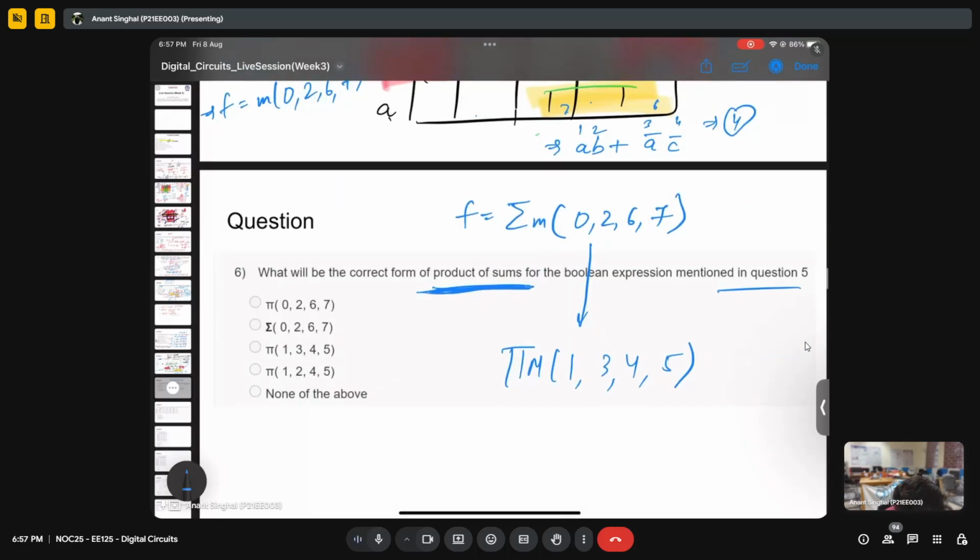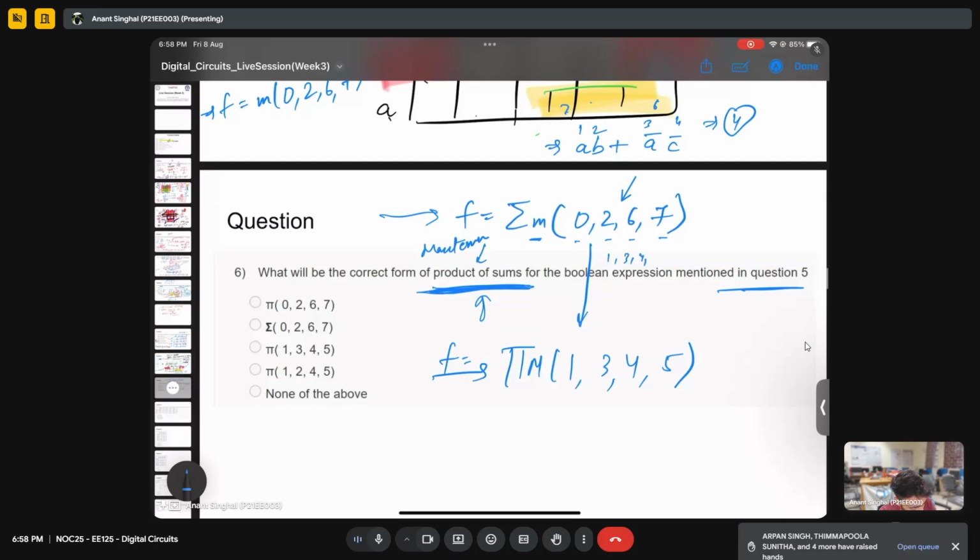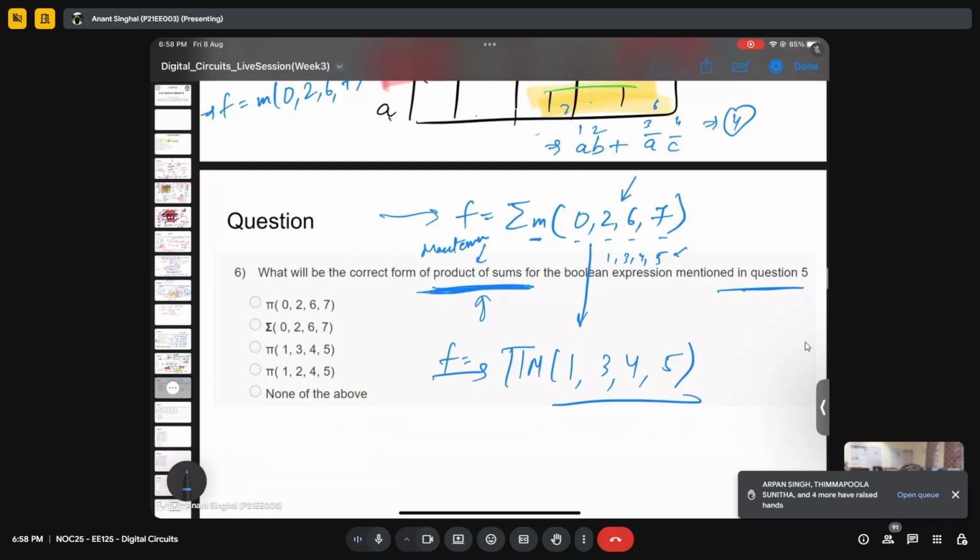So it says we need to find the product of sum for the problem in question 5, and question 5 has this answer, which is the min terms are 0, 2, 6, 7. So we just need to find the max terms, which are basically the product of sum. Whatever terms are not present in this will be the max terms, right? This is what we already did in the last lecture also. There is no 1, there is no 3, there is no 4, there is no 5 in this. So the answer would be 1, 3, 4, 5, which is option C.